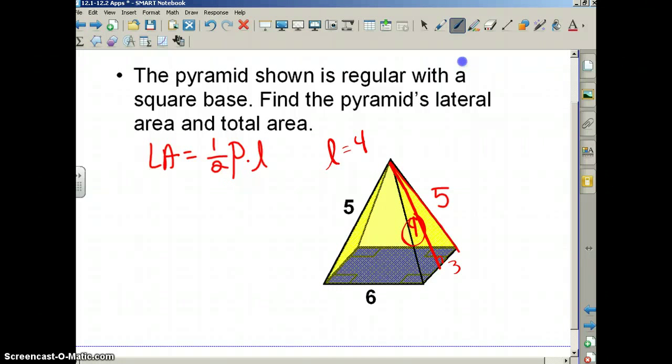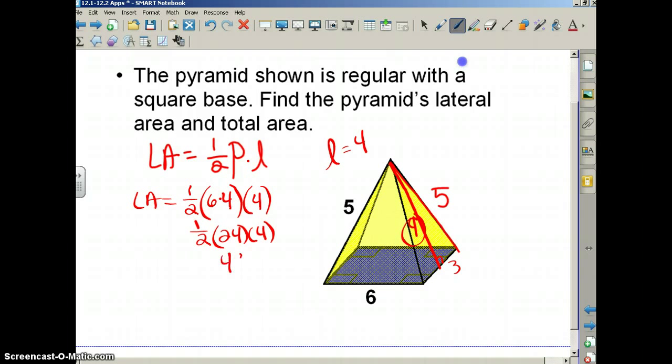So we can go ahead and find our lateral area. So we're taking half the perimeter of the base, which is 6 times 4, 4 sides, and then the slant height is 4. So we have half times 24 times 4. So our lateral area is 48. And we don't have units here, so we'll just say units squared.